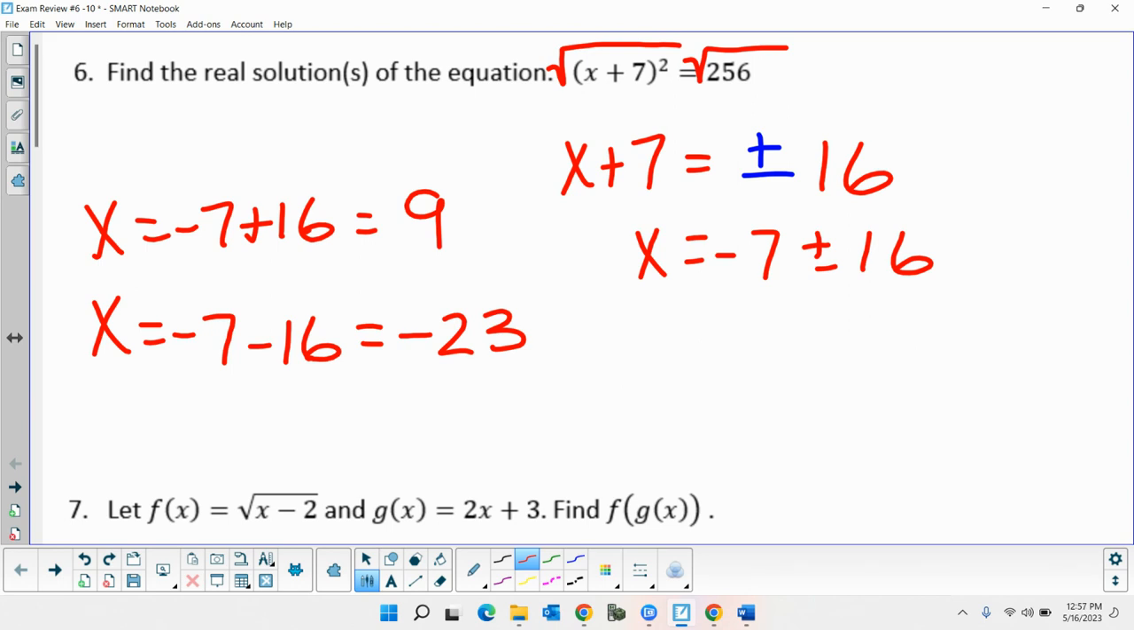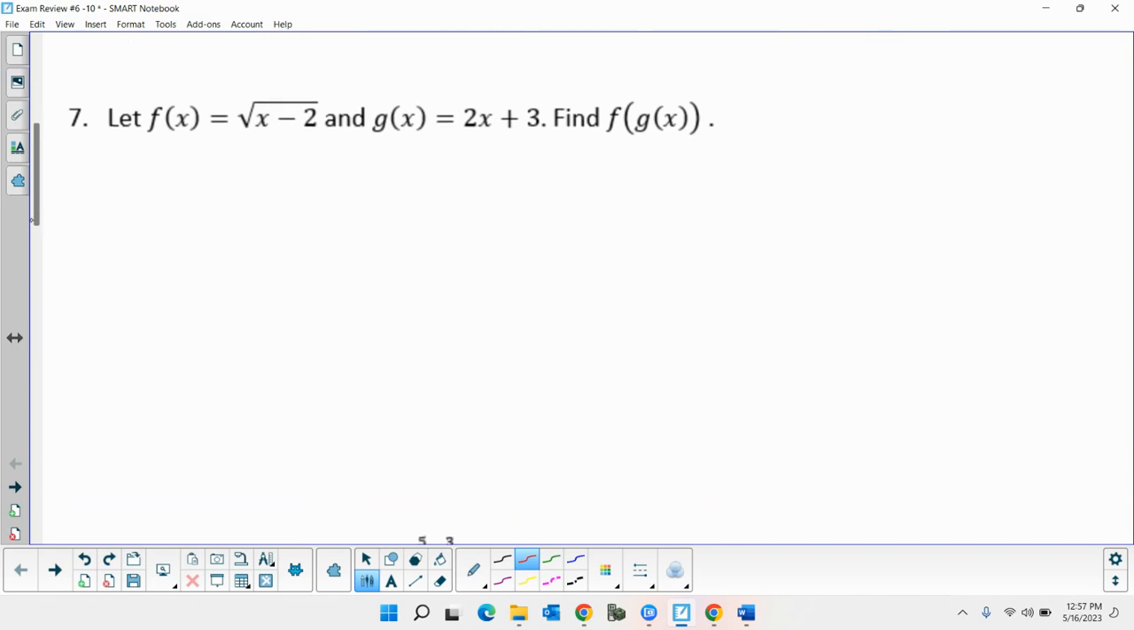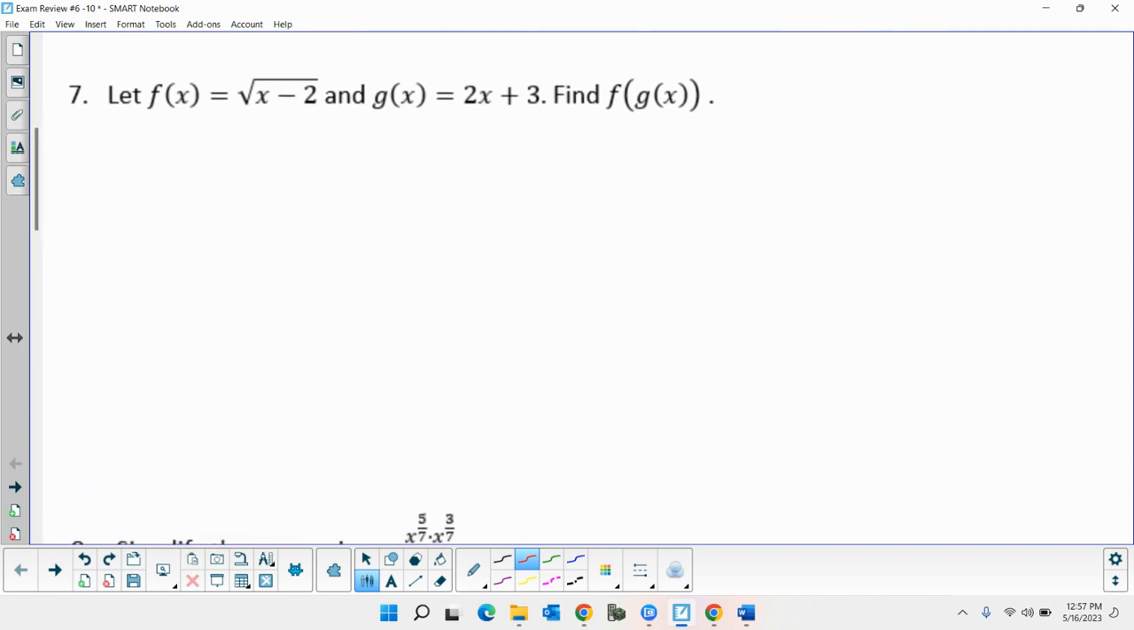All right, next one. Number 7. Work on that one, please. Little function notation. Composition of functions. Remember, you have that note card you can be filling out as we go.